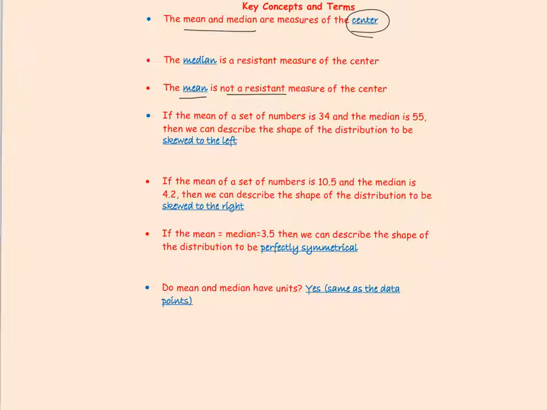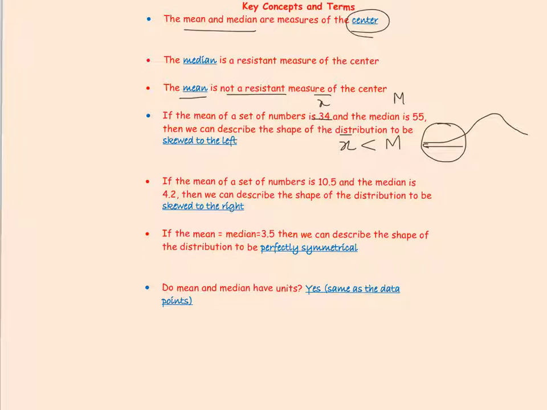For example, if we have a set of numbers and all we know about the set is that the mean x bar is equal to 34 and the median is equal to 55, clearly the mean is less than the median. So what can we say about this distribution? We know that the mean gets pulled in the direction of the skew, so we can conclude that there is a left skew in this distribution, or the distribution is skewed to the left.